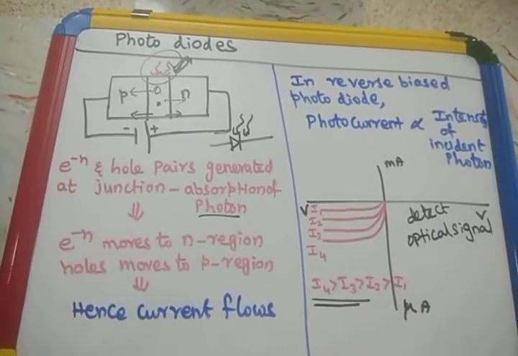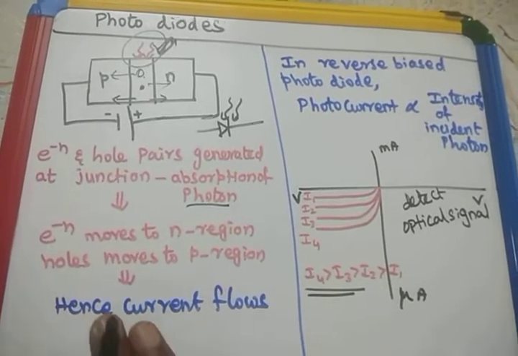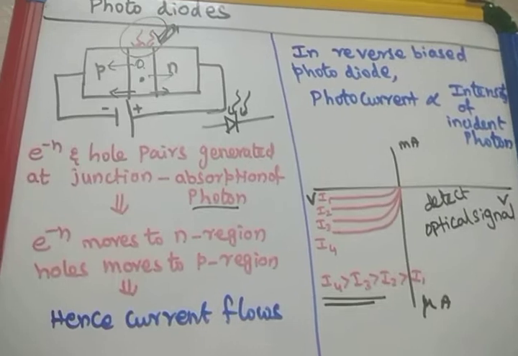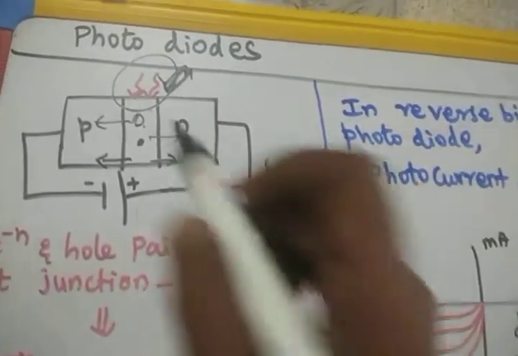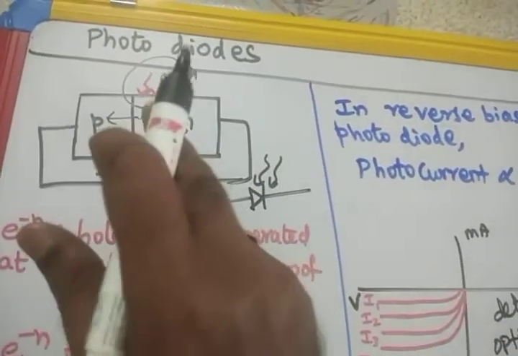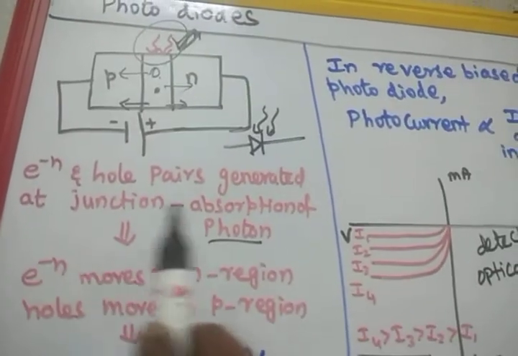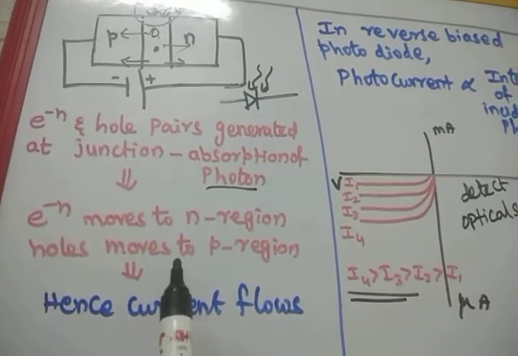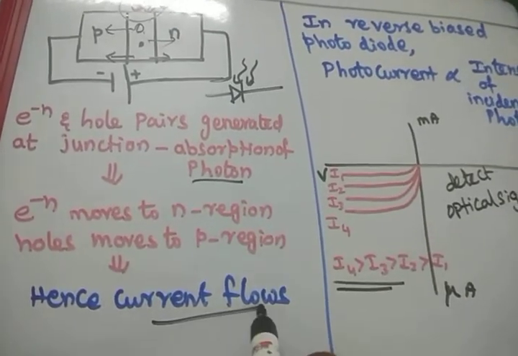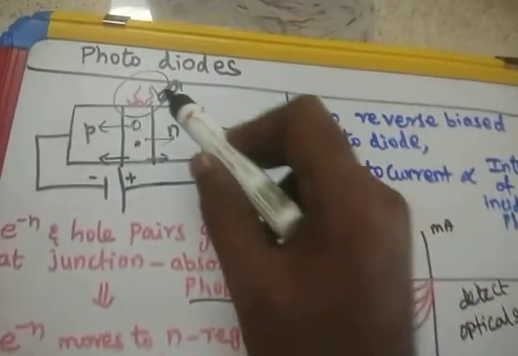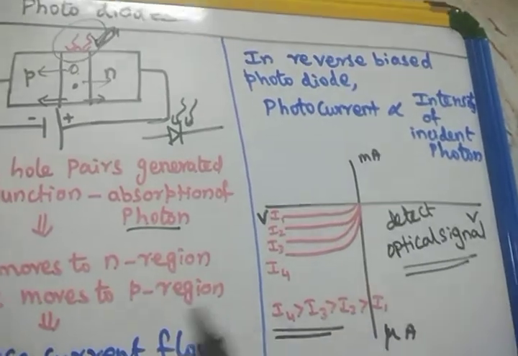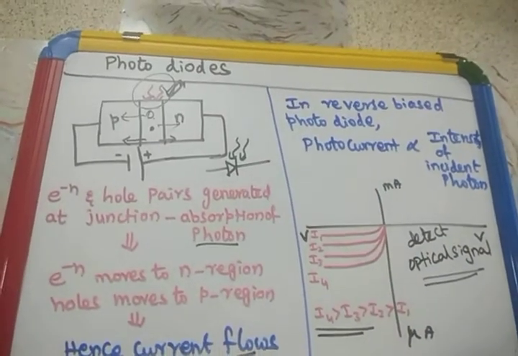So the photodiode works on reverse bias. When reverse bias is applied, the depletion layer increases. When a sufficient number of photons are incident on this reverse bias junction region, electron-hole pairs are generated. These electrons move towards the n-type and holes move towards the p-type, hence the current flows. The very important thing is that when the intensity increases, the photocurrent also increases. These photodiodes are used to detect optical signals.